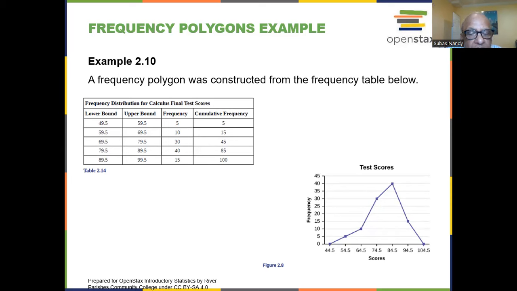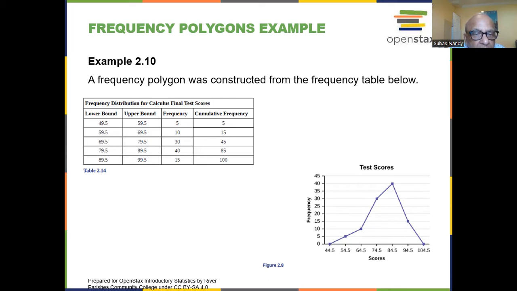So at 54.5, which is the middle of the group or the class, between 44.5 to 54.5 and 54.5 to 64.5. So what they have done is basically plotted the midpoint of each class. The midpoint of the first class, 49.5 to 59.5: if you add the lower bound 49.5 to the upper bound 59.5, it is 109. Divide that by 2, you get 54.5. So at 54.5, the frequency is 5.